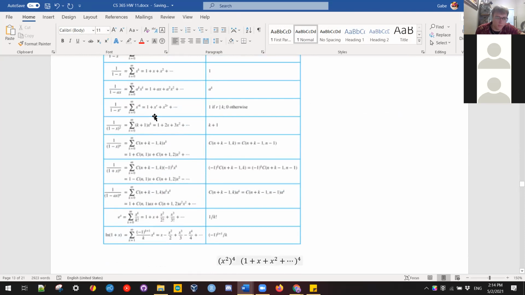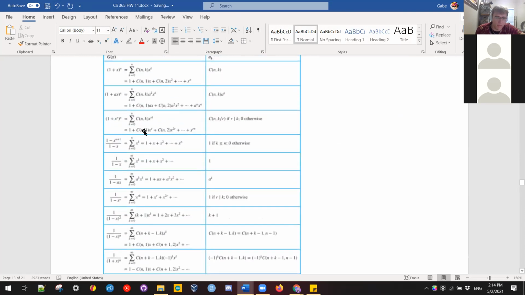We have 1 plus. Okay, we don't have 1 minus, but we have 1 plus x to the n. So we'll just put a negative in there. So 1 plus. Are we using that one, or are we using the one slightly below it, 1 plus x to the r? Next one down. Next one. 1 plus x to the r.